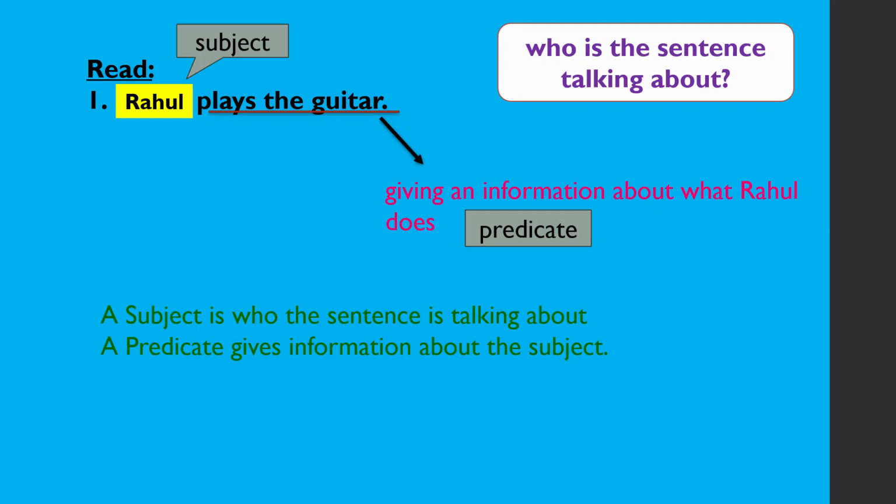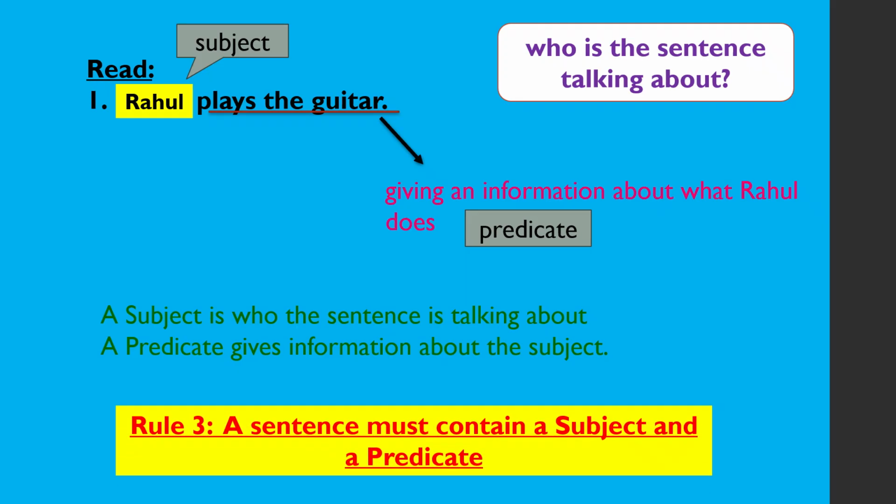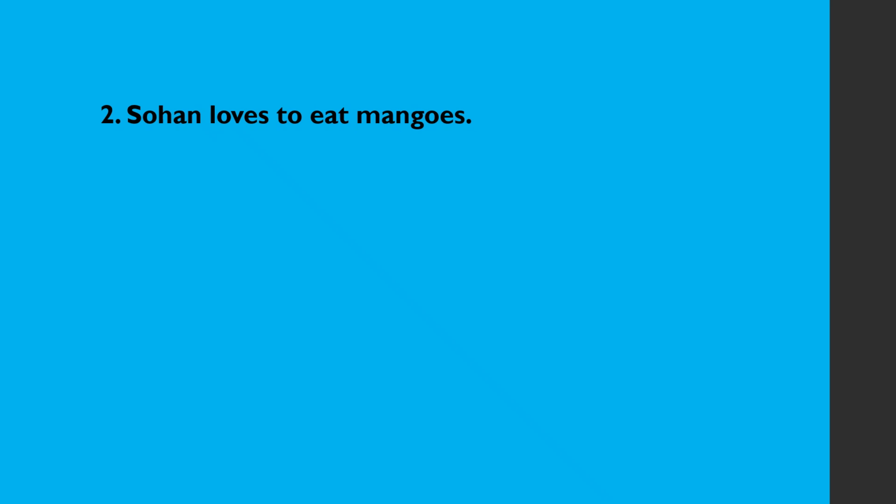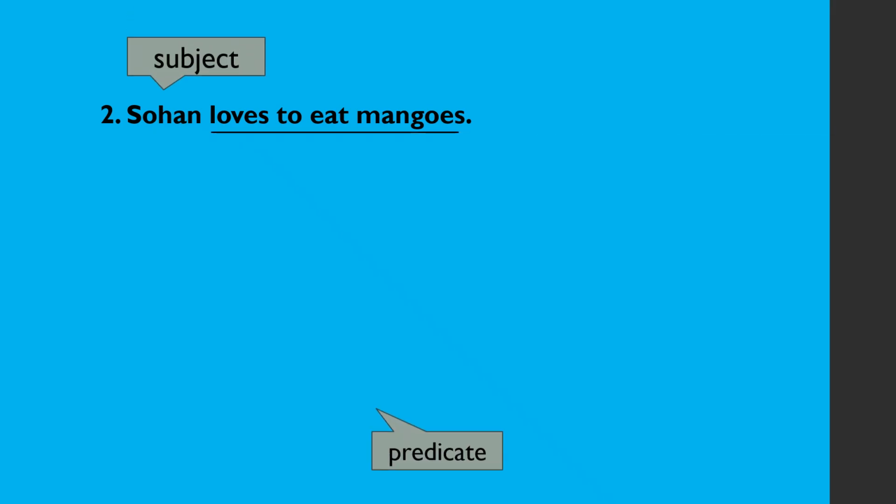A subject is who the sentence is talking about. A predicate gives information about the subject. This is rule number 3 of the sentence. A sentence must contain a subject and a predicate. Let's do the second sentence. "Sohan loves to eat mangoes." Here Sohan is the subject and "loves to eat mangoes" is the predicate of the sentence.